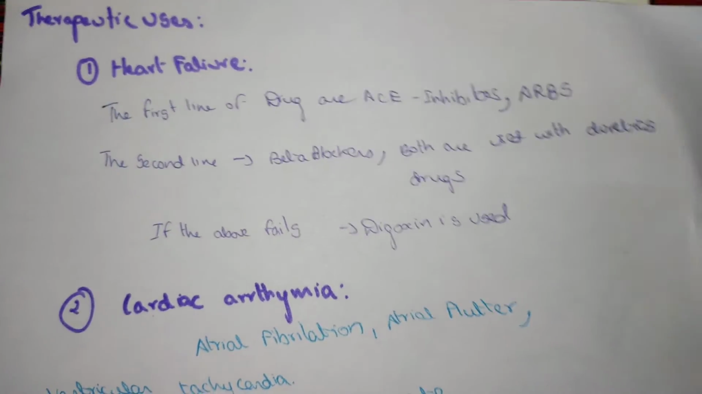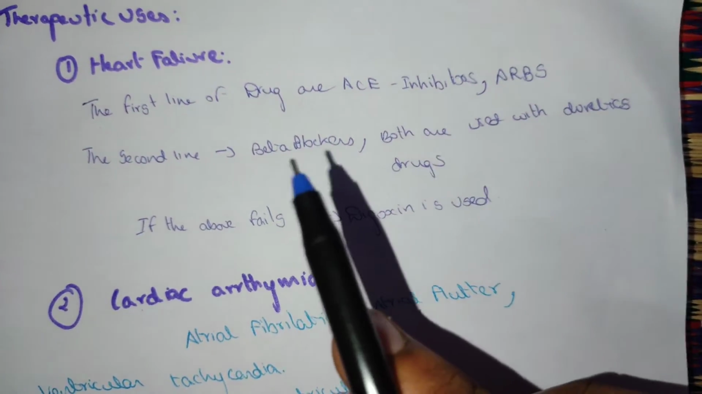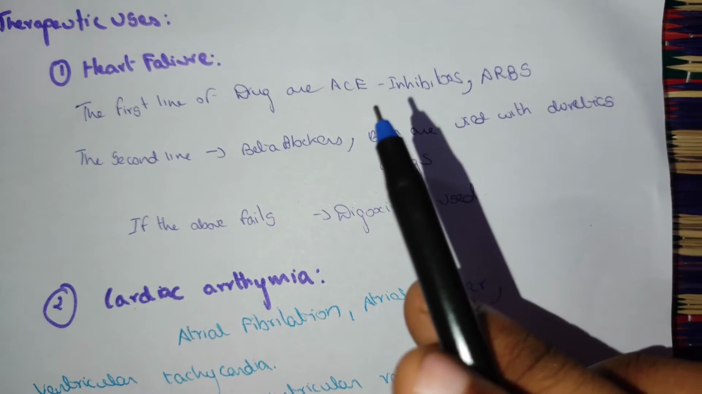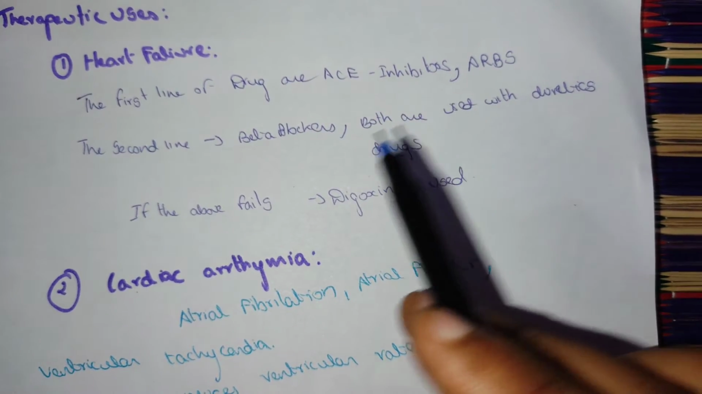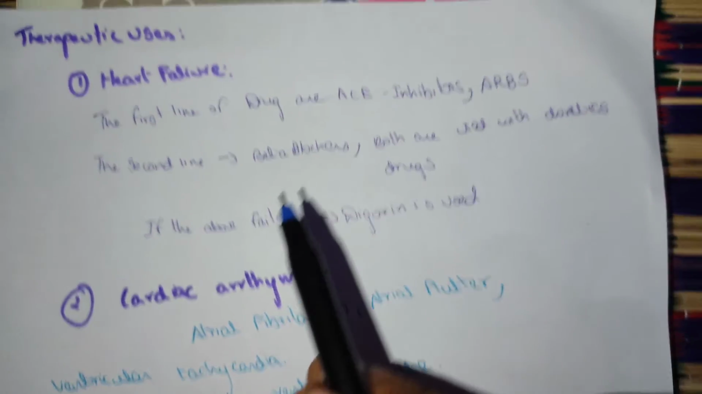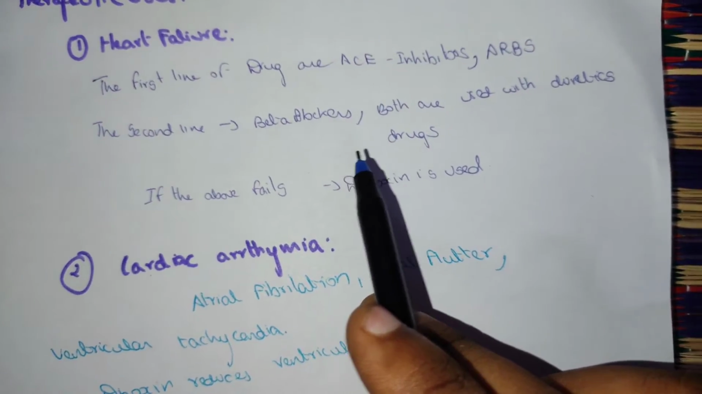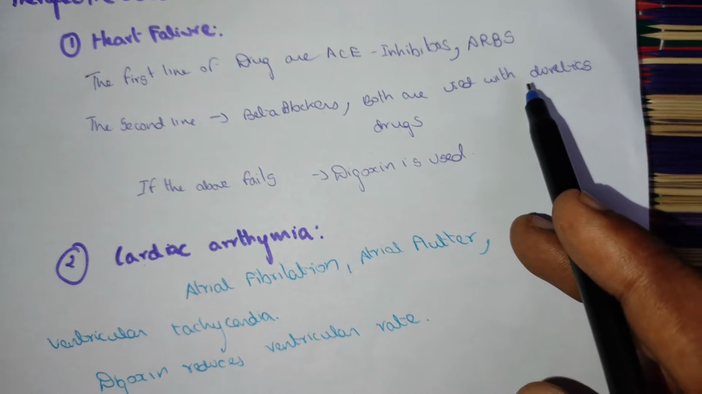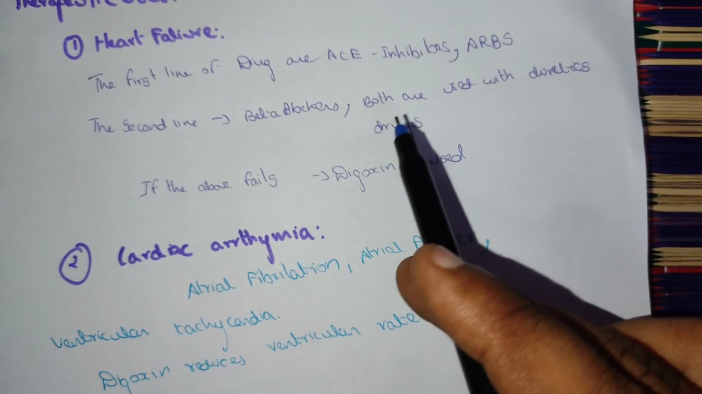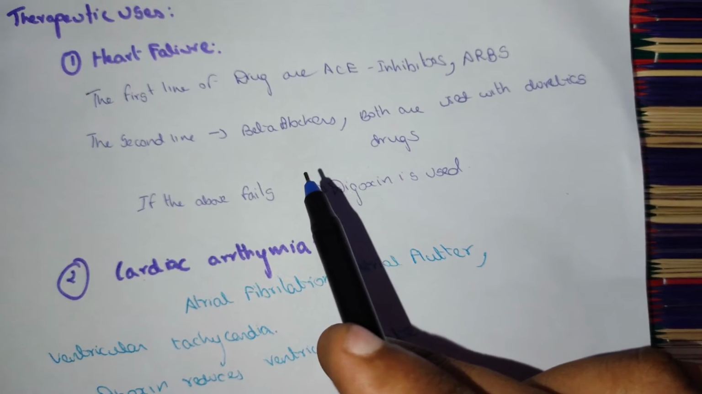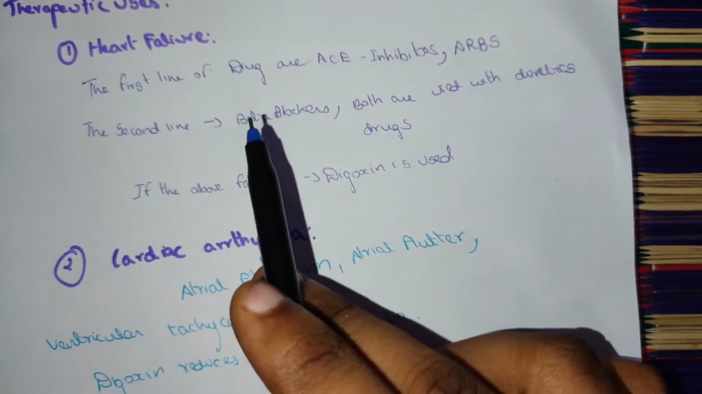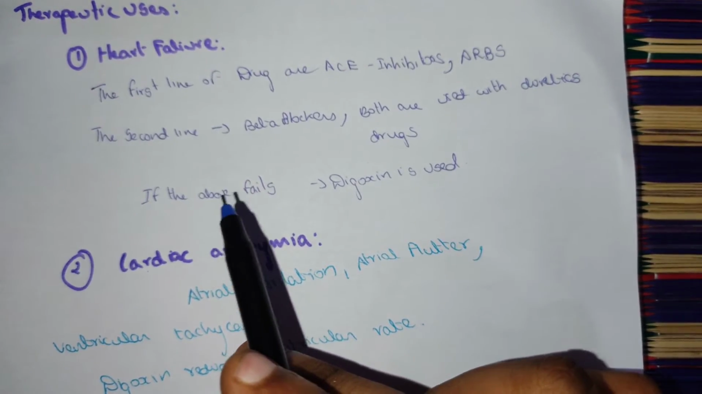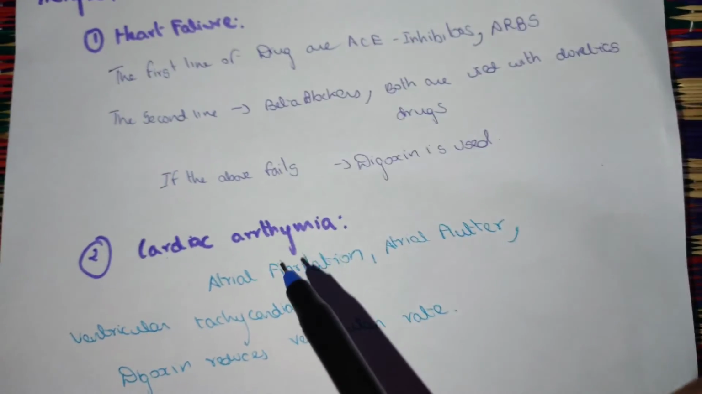The therapeutic use is heart failure. The first line of drugs used are ACE inhibitors and ARBs, as we saw in the classification. The second line of drugs are beta blockers as well as diuretics. Both are used as second line of defense. When the first line and second line drugs fail, digoxin is used.